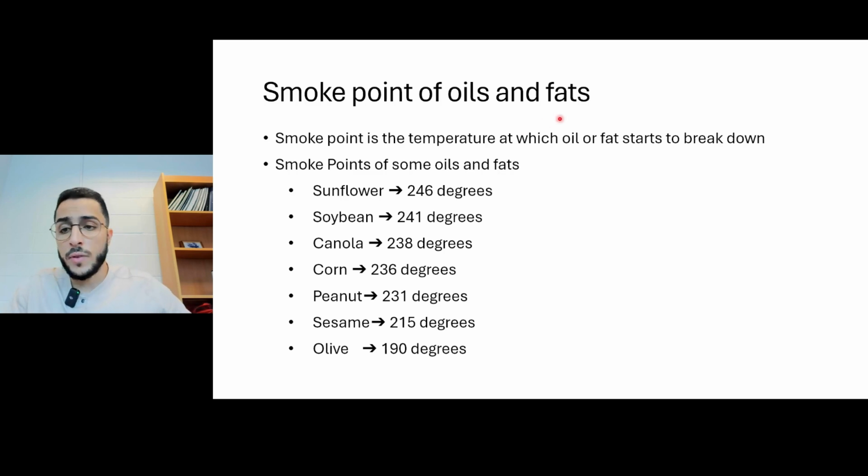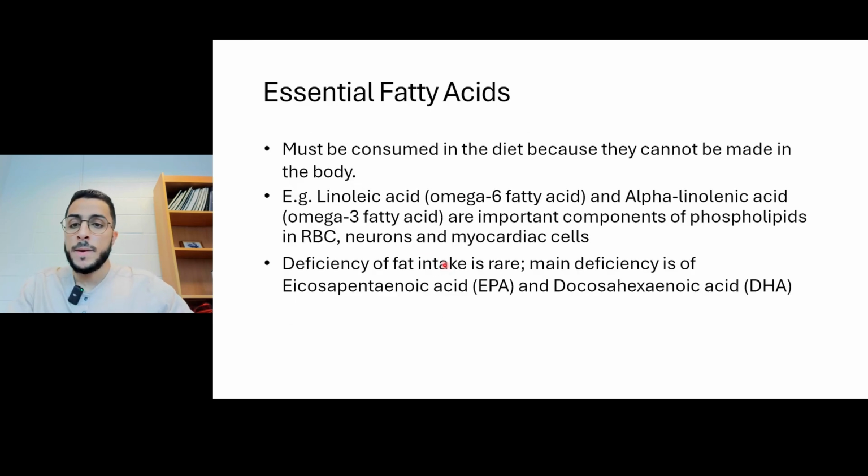Another concept that is important for fatty acids and for oils is the smoke point. The smoke point is the temperature at which oils and fats start to break down. This is a point you don't really want to reach, because that will decompose the fats and lead to their oxidation. And as I said, oxidation is dangerous because it creates molecules that are toxic for you. Okay, you don't need to know these numbers. It's just to give you an idea. Olive oil, for example, has a smoke point of 190 degrees, while sunflower oil has 246 degrees Celsius. Okay, good.